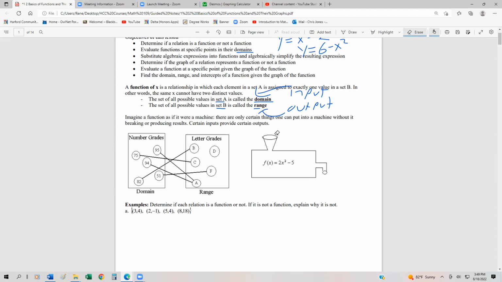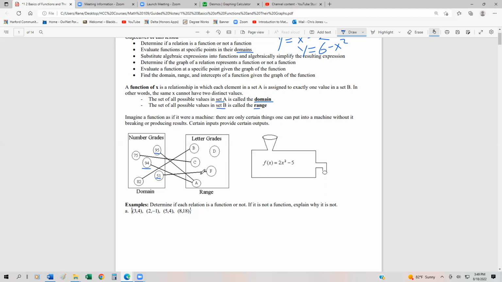Another way to think of a function is to draw these circles like we have here and think, okay, if I take a class, whether in high school or college, every time we get a number grade, it only assigns itself to one letter grade. We could certainly have somebody get a 94 or 95 in a class, and those students would almost always get an A in the course.